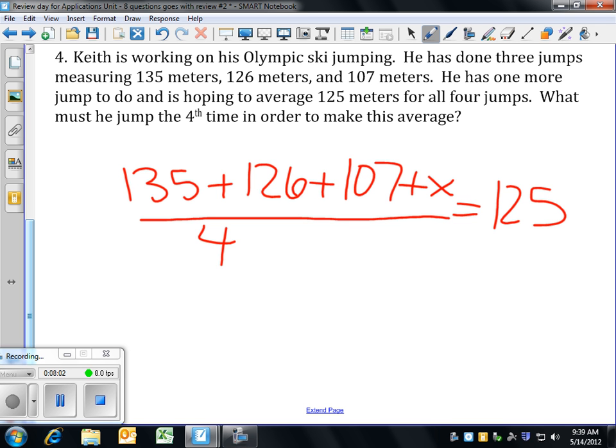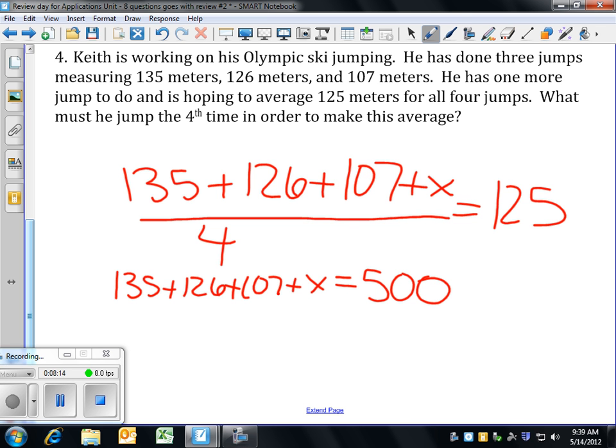So to undo division, we need to multiply by 4. So we get 135 plus 126 plus 107 plus x equals, what's 4 times 125? And when you add these up, you should get x to equal 132. Does that make sense, Maddie? Just a review on it? Just a little quick review. Okay.